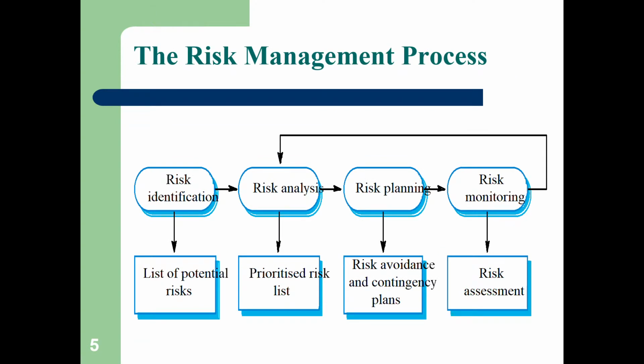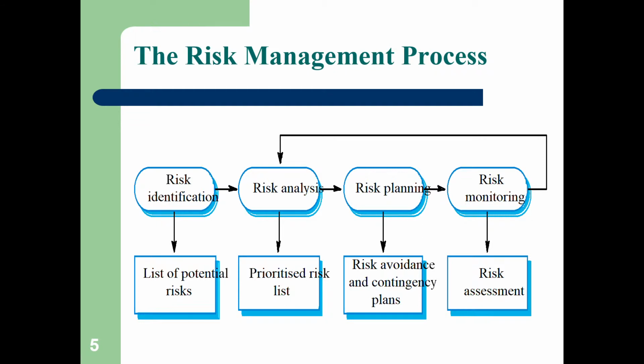So this is how the risk management process works. To begin, you identify what the risk is. You make a list of potential risks. Then you move on to risk analysis. You prioritize that list that you just created to figure out which ones are going to have a more positive outcome and which ones will have a more negative.